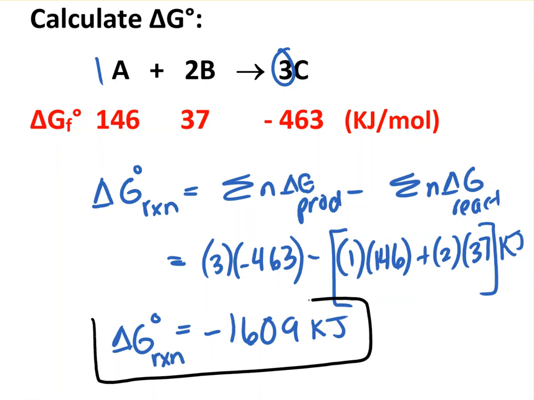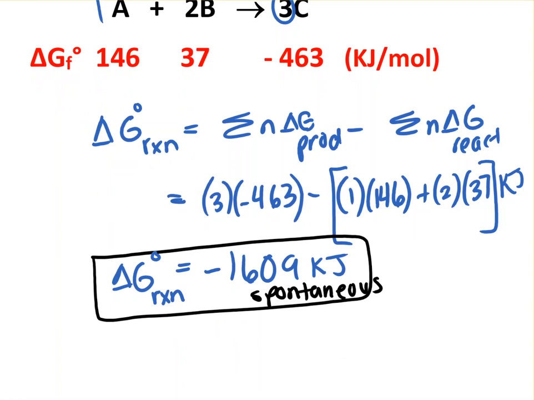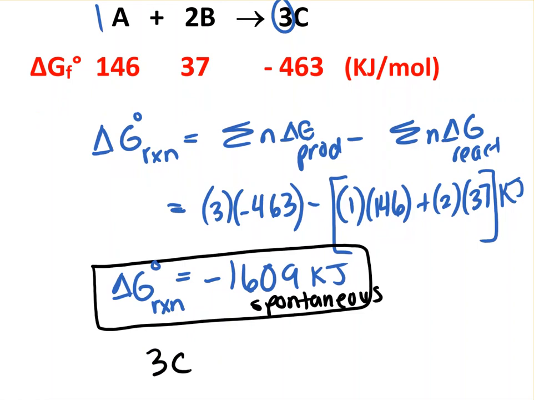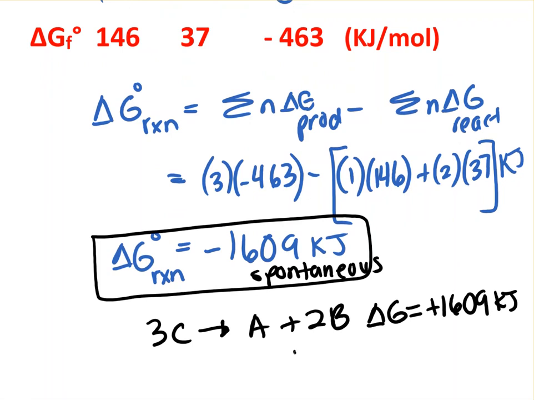So is this reaction spontaneous? Yes, a negative change in Gibbs free energy is spontaneous, so this is spontaneous. And we could also say something else. If we reverse the reaction, in other words, if I had the reverse reaction, the change in Gibbs free energy would be the same number with the opposite sign, and this reaction would be non-spontaneous.